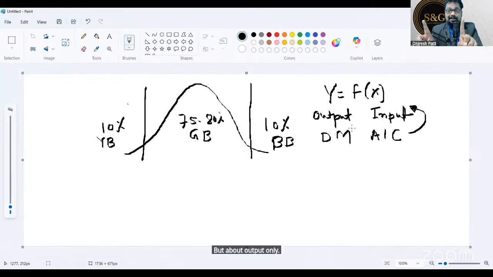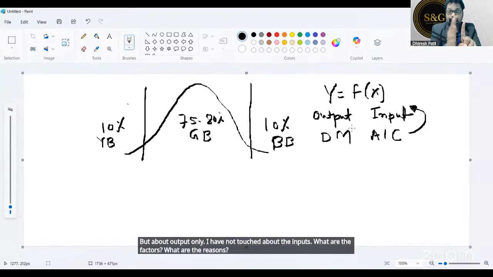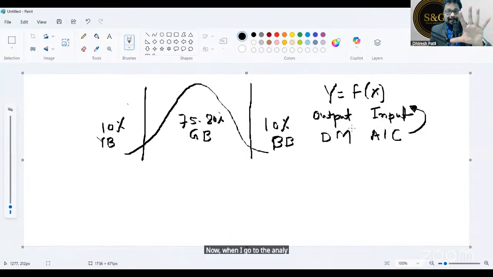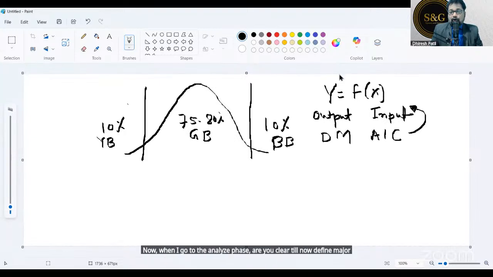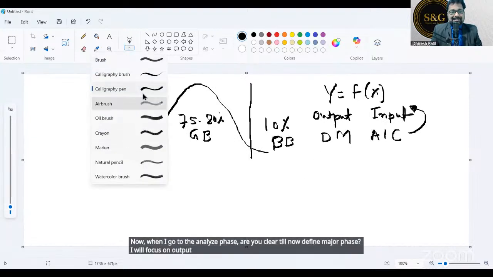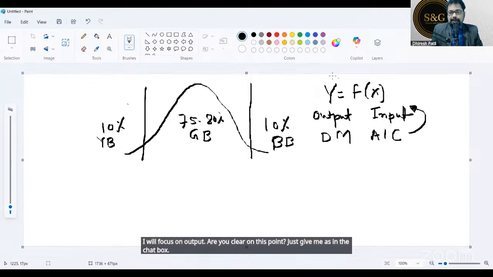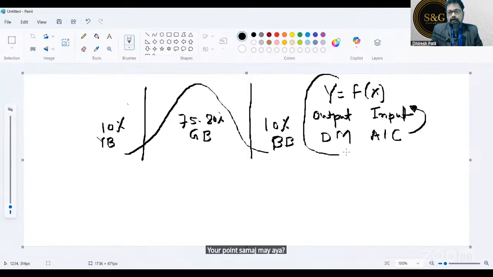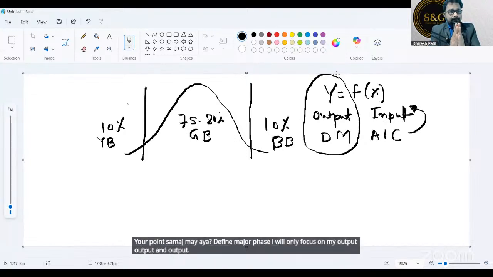I have not touched the inputs. What are the factors? What are the reasons? Now, when I go to the analyze phase, are you clear till now? In the define and measure phase, I will focus on output. Are you clear on this point? Just give me yes in the chat box. Do you understand this point? In the define and measure phase, I will only focus on my output. Are you clear?